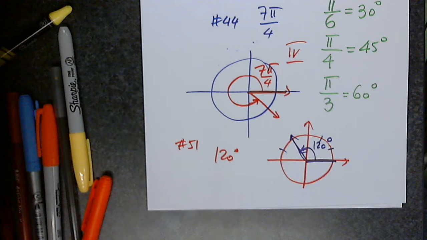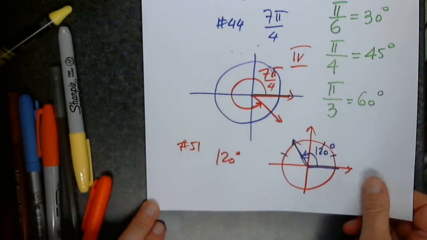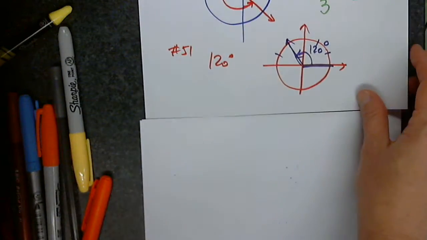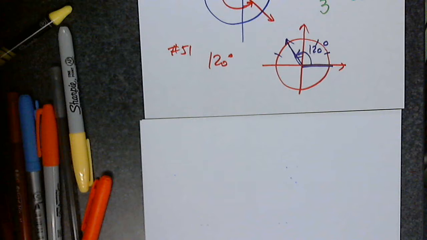Okay, let's find problem 58 on page 529. They're asking us to find a positive angle less than 360 degrees that is coterminal with a given angle. So they don't want us to go around the circle as many times as we want. They want this angle to be less than 360.